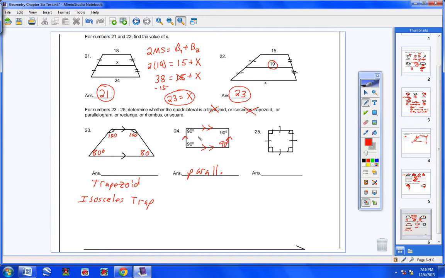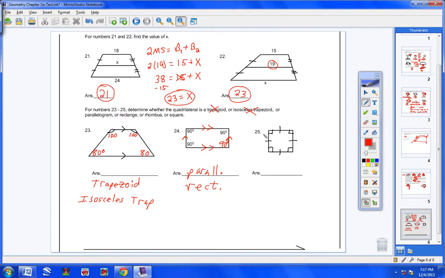So do I have a rectangle? Yes, because the definition of a rectangle is a parallelogram with four right angles, and we know we have four right angles. So yes, this is a rectangle. Now, is it a rhombus? No, it's not a rhombus. A rhombus has to have all four sides congruent. Is it a square? Well, no, we have to know that all four sides are congruent, and we don't. So no, we do not know for sure that it's a rhombus or a square.